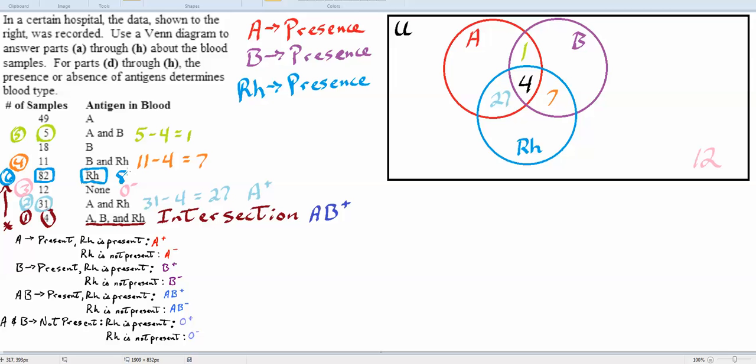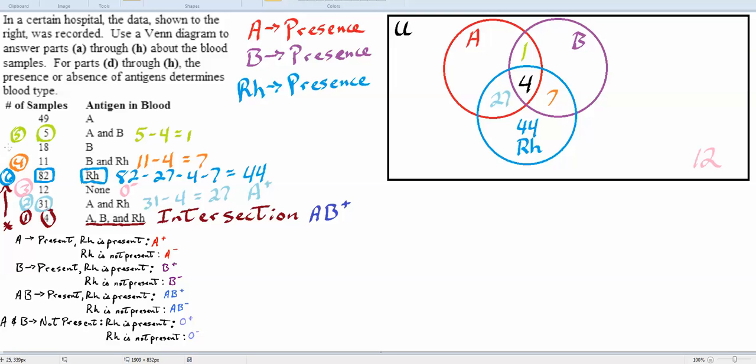So we say 82 minus 27 minus 4 minus 7, and that's equal to 44. So we'll go ahead and put 44 right in here. Next, we're going to move further up the list, and we're going to go ahead and talk about antigen B.